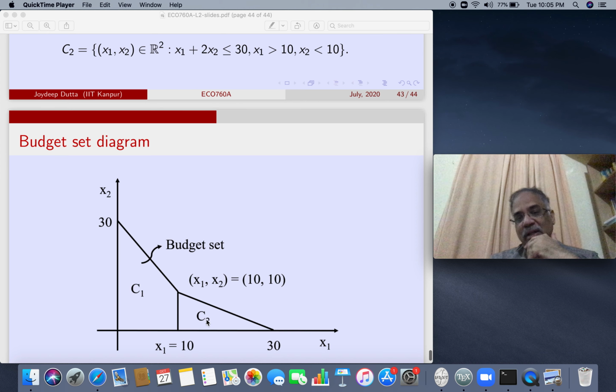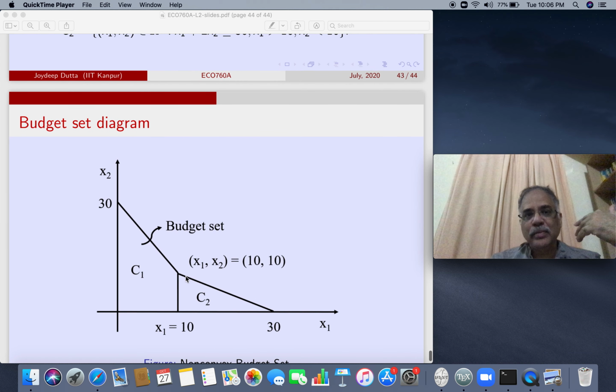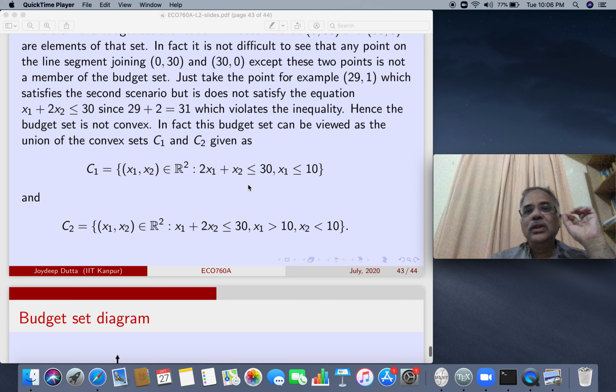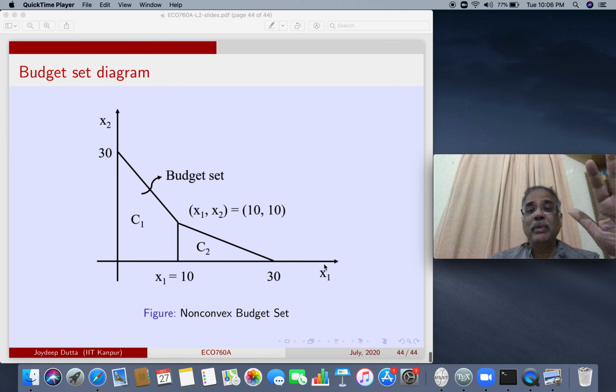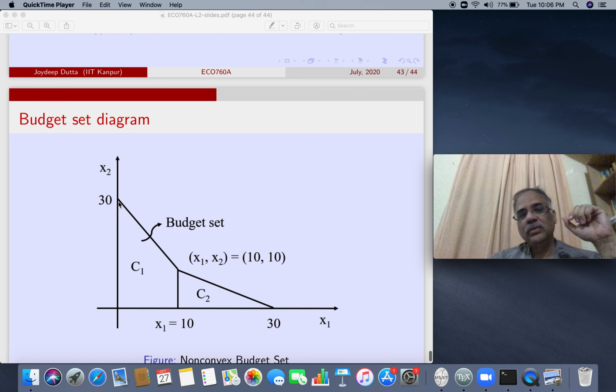While when x1 is strictly bigger than 10, then I have to buy x2 strictly less than 10. This is my budget set. Now these two lines in the plane intersect at the point (10, 10), and here there is a kink. You observe that (0, 30), because if you want to take 0 amount of x1, then the maximum amount of x2 you can buy is 30. Now if you want to buy 0 amount of x2, the max x1 that you can buy is 30, between 10 and 30. This is any amount you can buy.